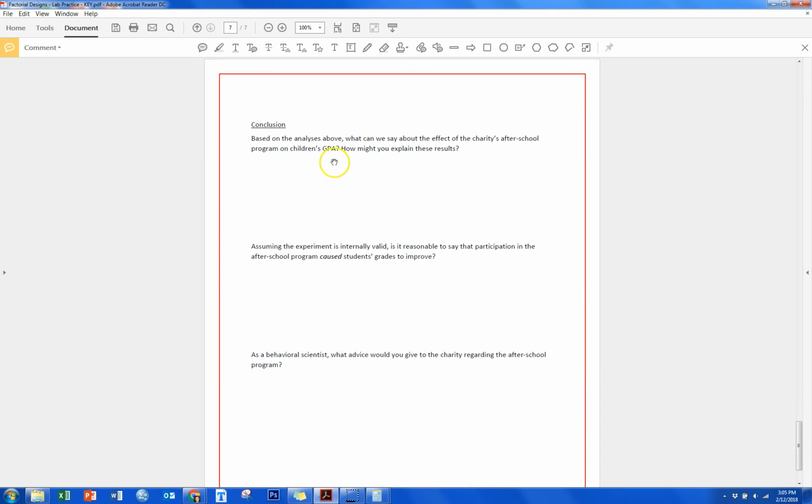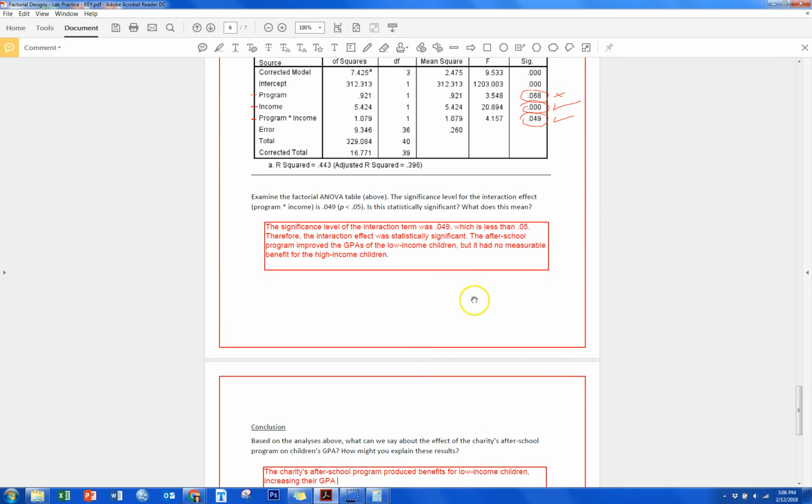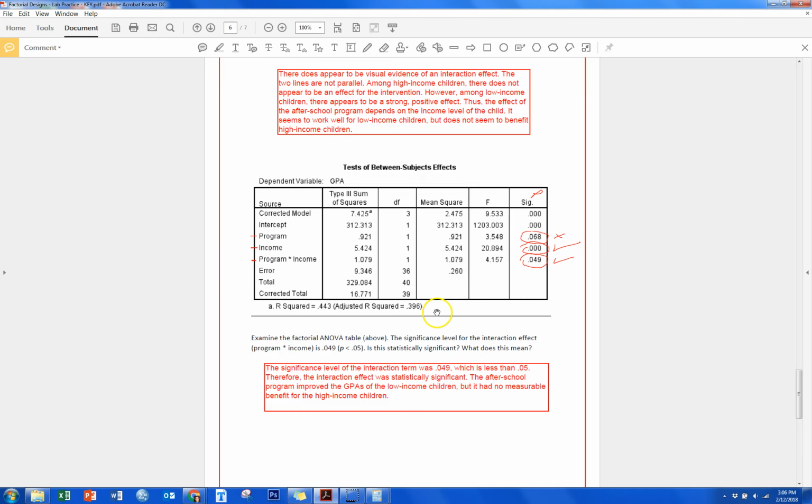So a conclusion, based on the analyses above, what can we say about the effect of the charity's after-school program on children's GPA? How might you explain these results? Okay, so reiterating what we just found out, we could say that the charity's after-school program had produced positive effects, or produced benefits, for low-income children, increasing their GPA. How much was the increase? We didn't talk about the practical difference.